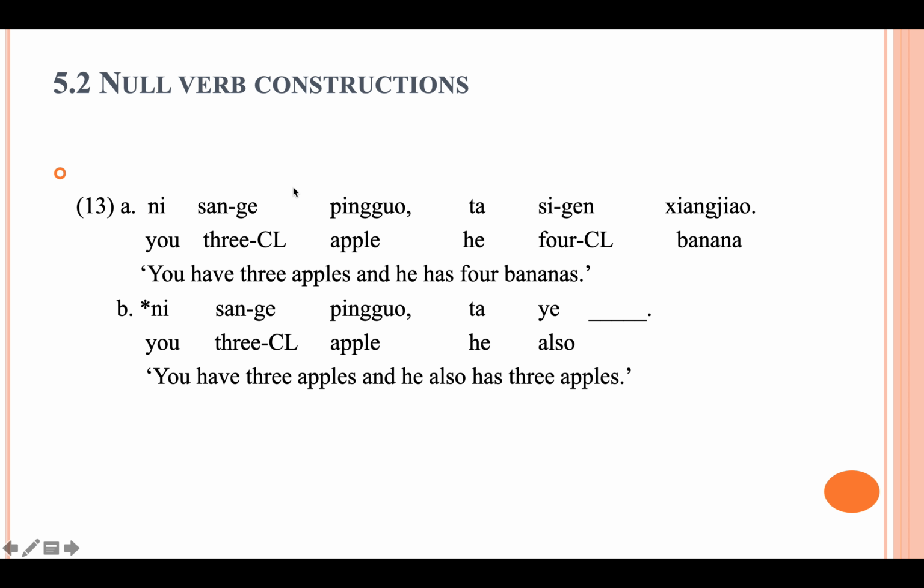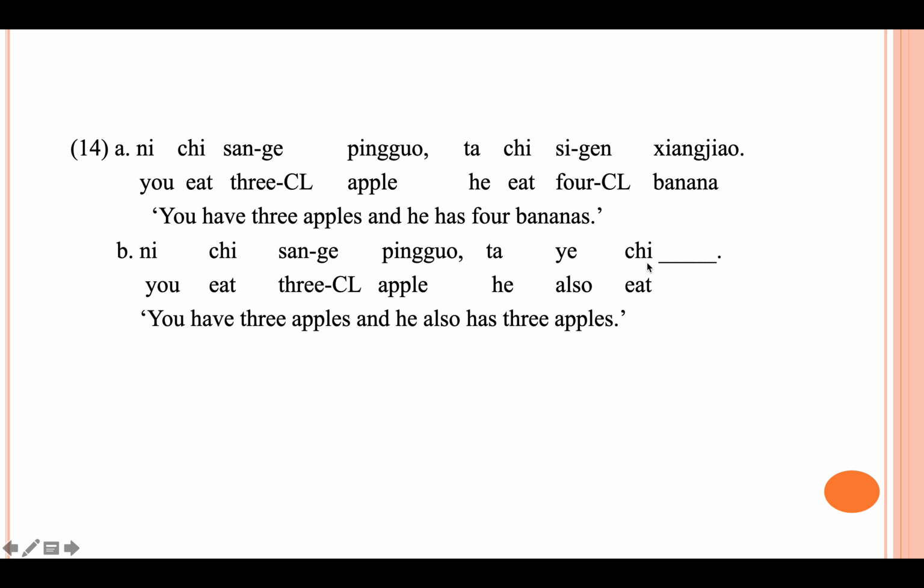Okay, now let's see another phenomenon. This sentence means you have 3 apples and he has 4 bananas. This kind of sentence can be used in a context, for example, where I'm distributing fruits to my students. I can say, okay, you have 3 apples and she has 4 bananas. And in such a context, the verb is optional. What is interesting is that if the verb is null, its complement cannot be elided. But if the verb is overt, then its complement can be elided.